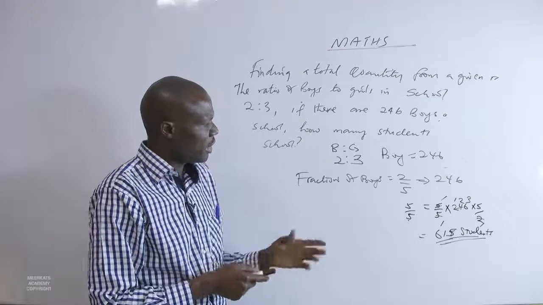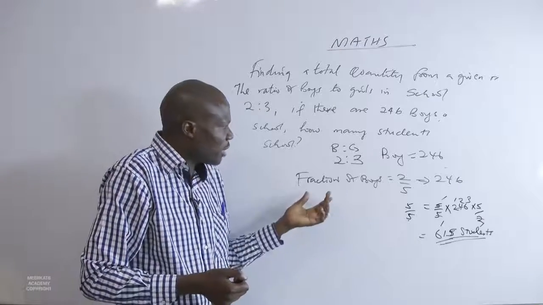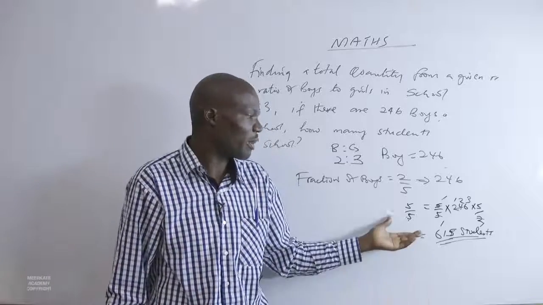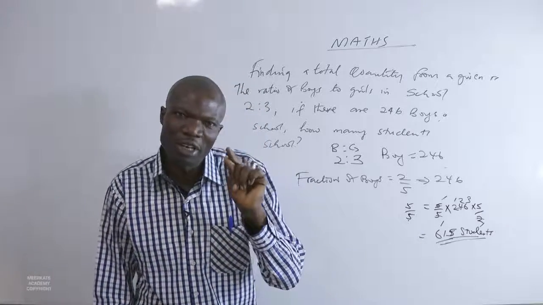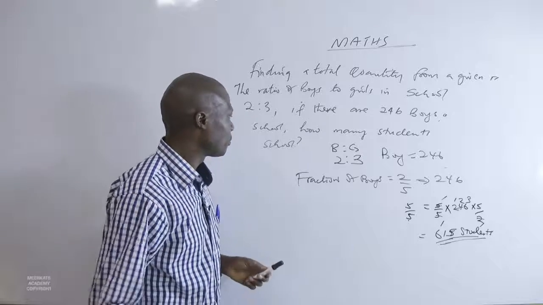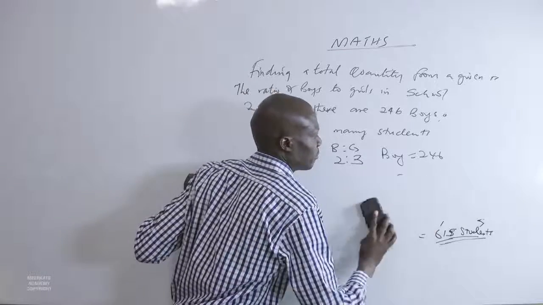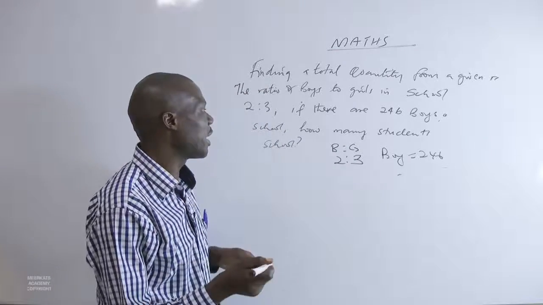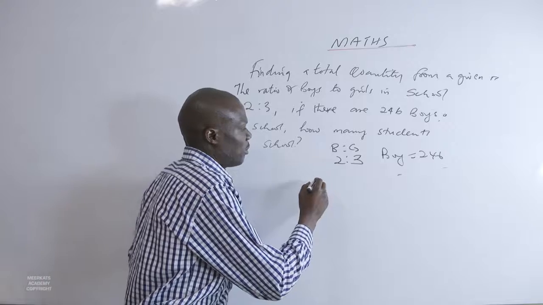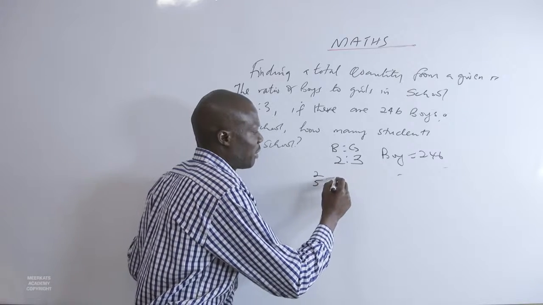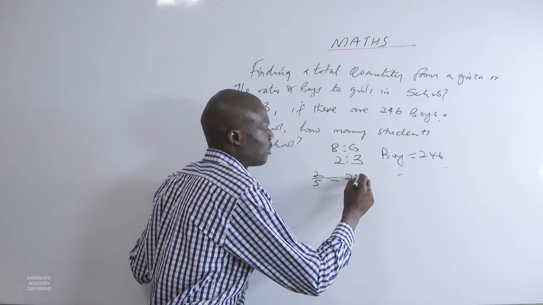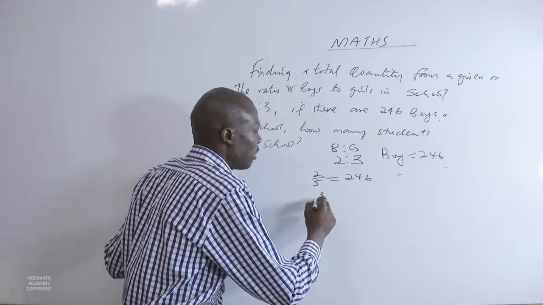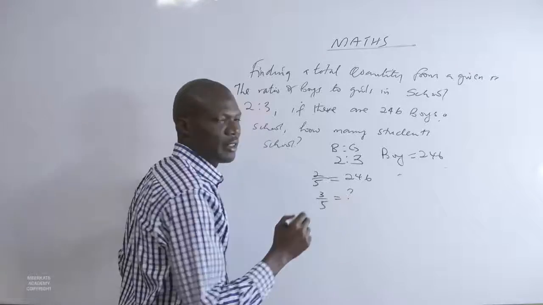So it is easier when you also use the fraction, as long as you know the fraction of boys, then the fraction of the whole group is 5/5. If we had been asked for girls, look here. If we had been asked for girls, we would say if 2/5 is 246, what number would 3/5 represent?